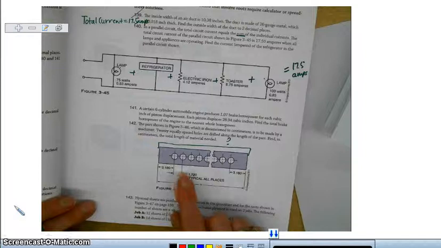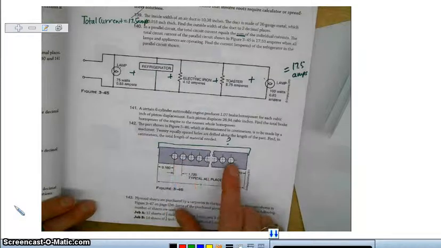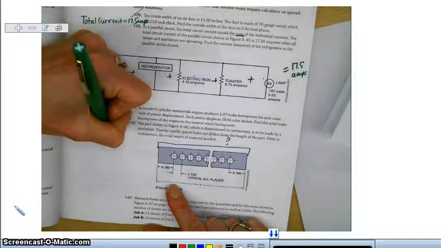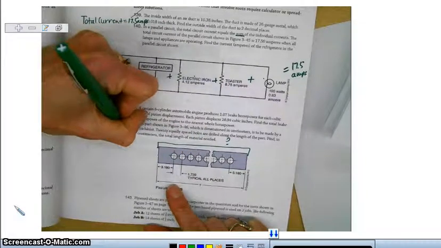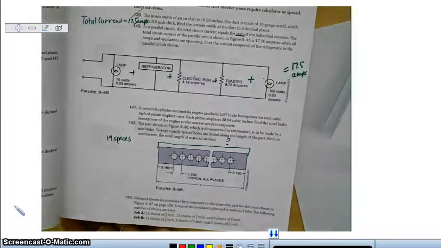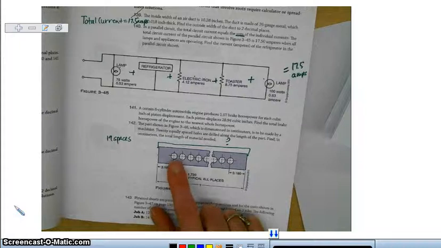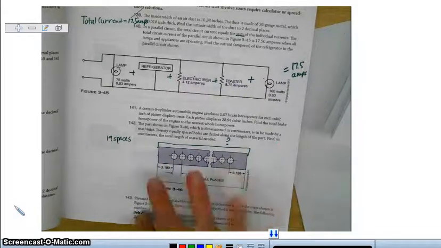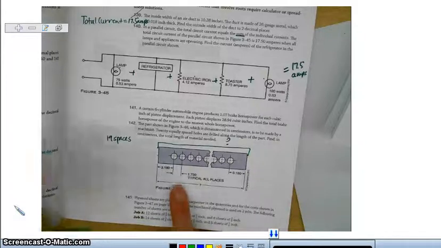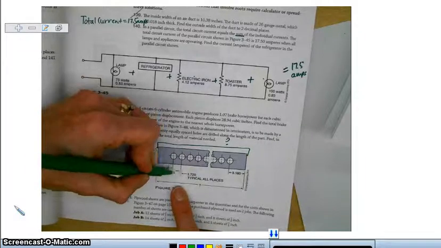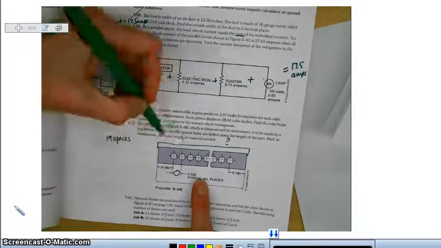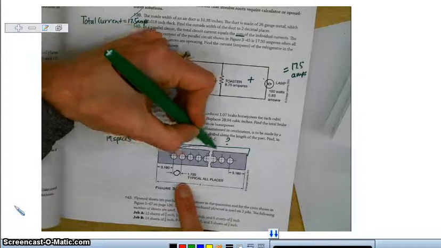So we've got 20 equally spaced holes. That means there's 19 spaces, and that comes from the last notes. There's always one less space than there are holes, one more hole than there are spaces. So there are 19 spaces, and each space, it looks like they're telling me the distance between these two is 1.720 centimeters.